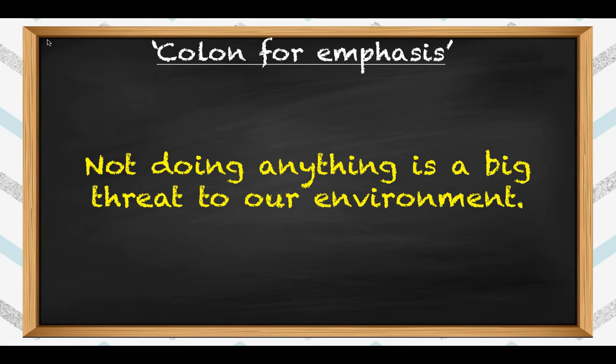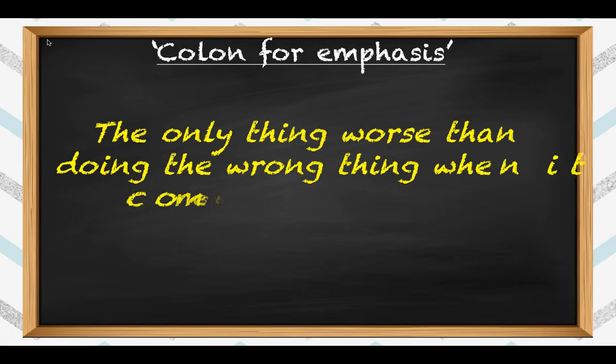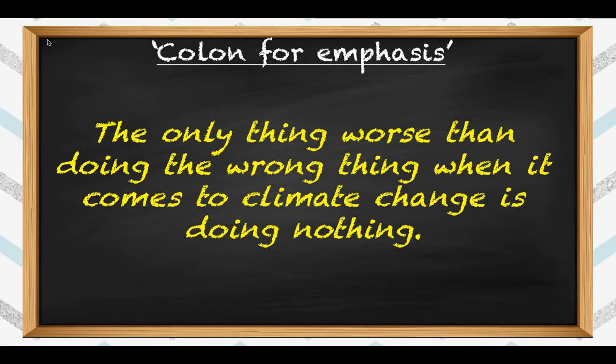We could change it to say, "The only thing worse than doing the wrong thing when it comes to climate change is doing nothing." Now, this is a slightly better sentence because the sentence is set up to emphasize the ending, and there's a link here between the wrong thing and nothing. So it's a stronger sentence than the previous one. But you could use a colon for emphasis here.